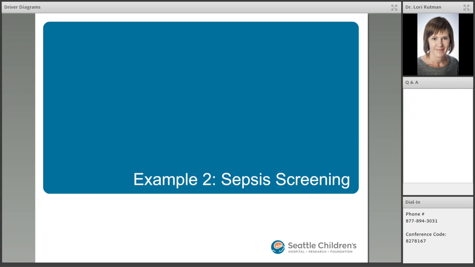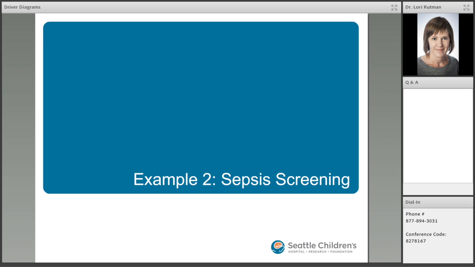The second example that I'm going to share today comes from some work that we did here in Seattle to improve sepsis screening in our emergency department. So for a bit of context, we've been trying to standardize the recognition and management of sepsis in our emergency department for the past few years. As noted in my intro, I lead the sepsis pathway here and also our work with a big national collaborative to standardize sepsis care across children's hospitals.